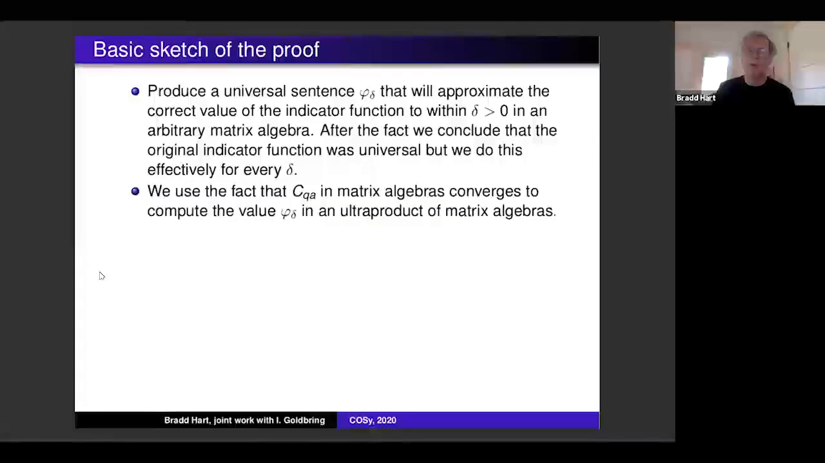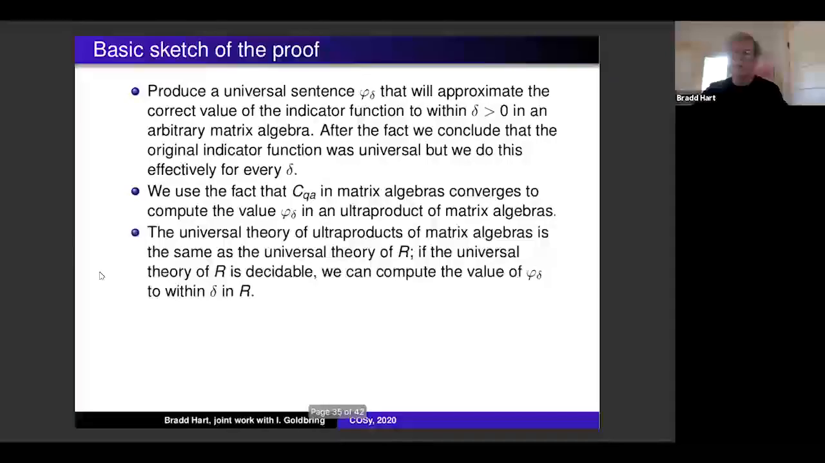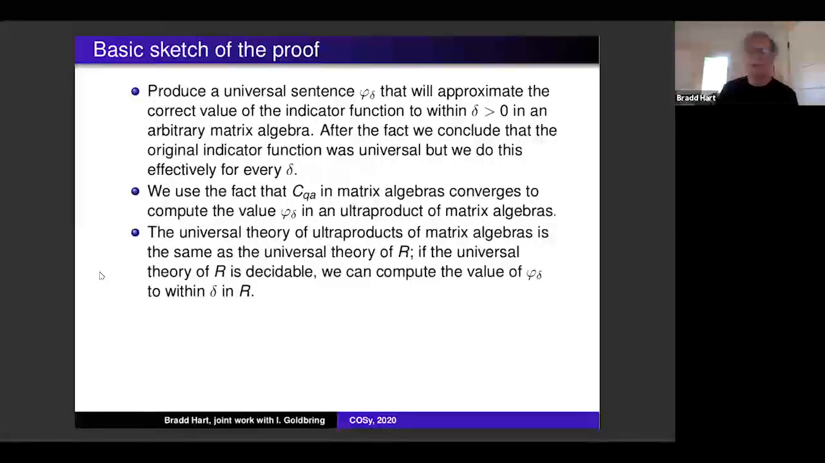and then I compute this in all matrix algebras, right? And basically, I just look at the value of phi delta in the matrix algebras, and I take the ultraproduct of those matrix algebras. That gets me the value of phi delta in the ultraproduct of matrix algebras. But the universal theory of the ultraproduct of matrix algebras is the same as the universal theory of R. Right? If you probably already believe that, but that's easy to figure out if you don't.